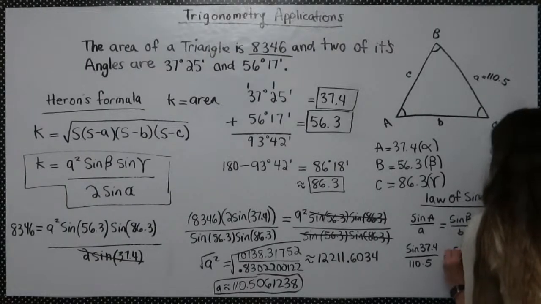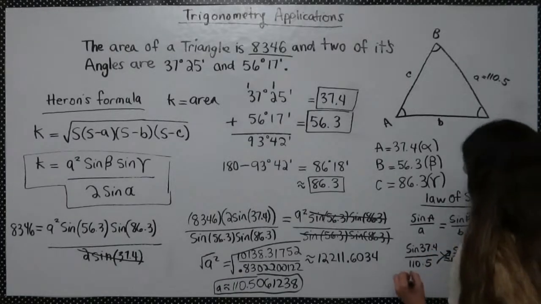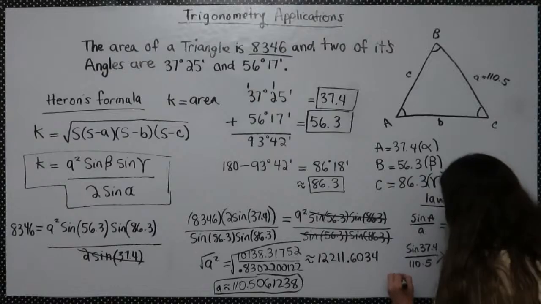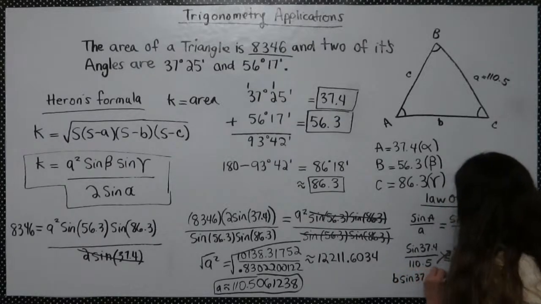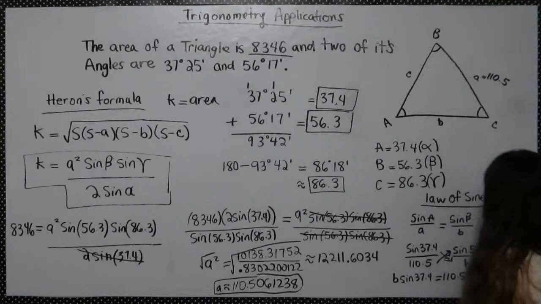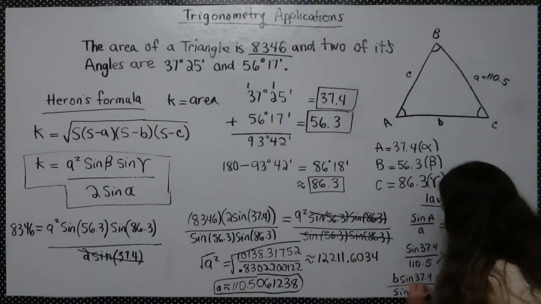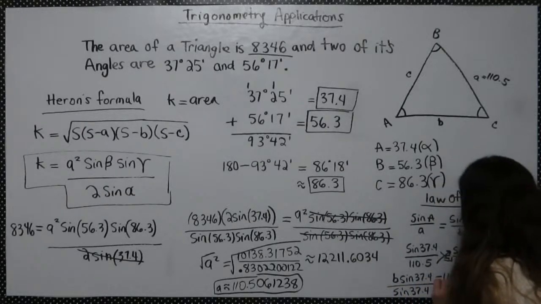over little b. Use your cross product and solve for b. B times sine 37.4 degrees is going to equal 110.5 sine of 56.3. And then you're going to divide off the sine 37.4 to get your approximation for B.